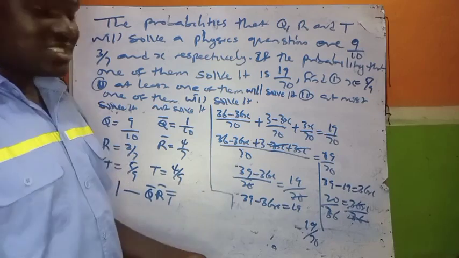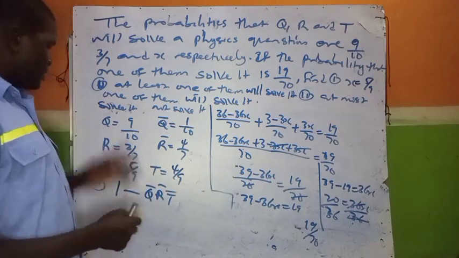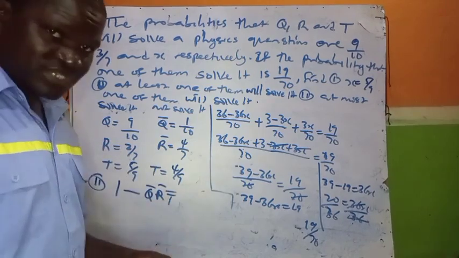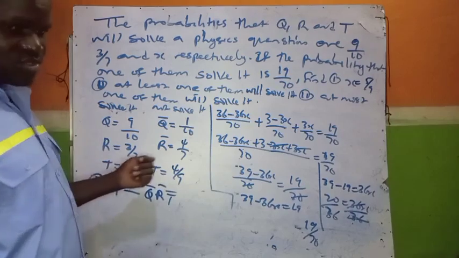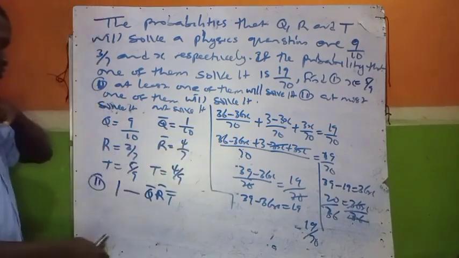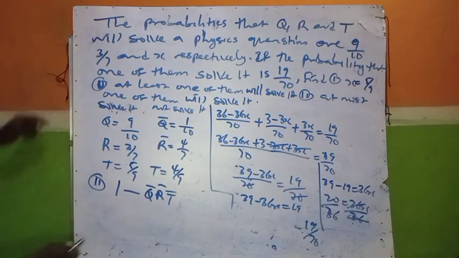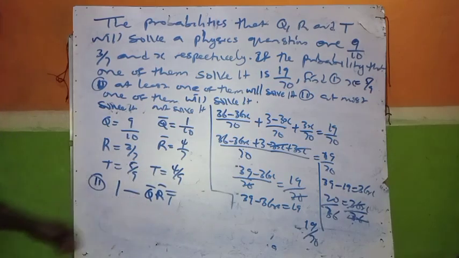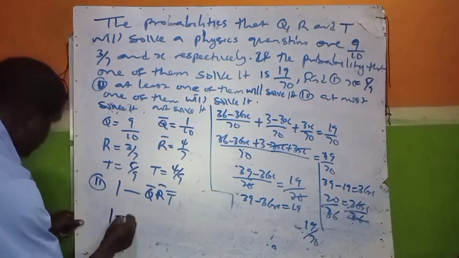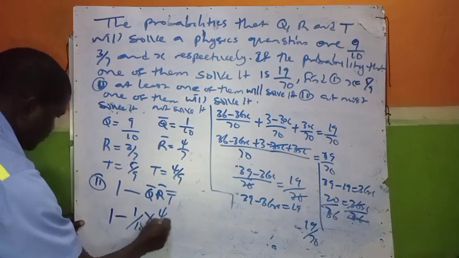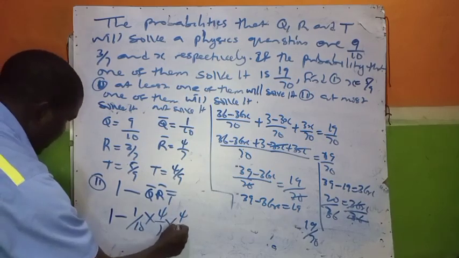Another way you can do it is to say that at least one of them solves it. So 1 can solve it, 2 can solve it, and then all 3 can solve it. So that's that. So let's insert. You can do it like this. So this one is going to be 1 minus what? What is there? 1 over 10 times 4 over 7 times 4 over 9.